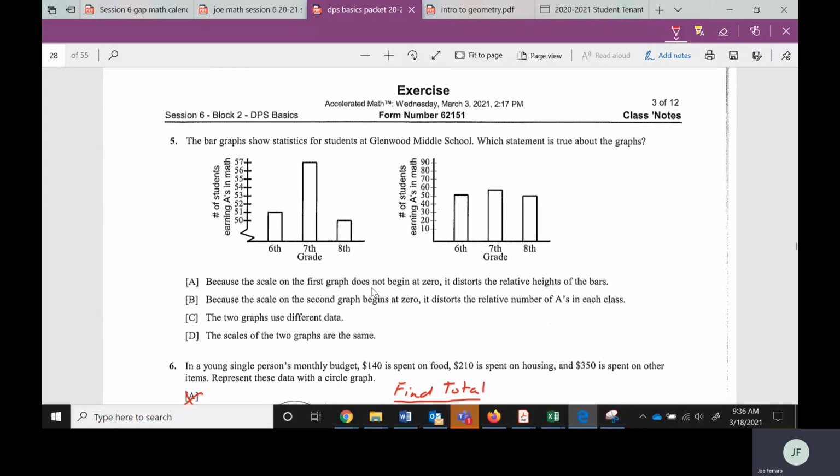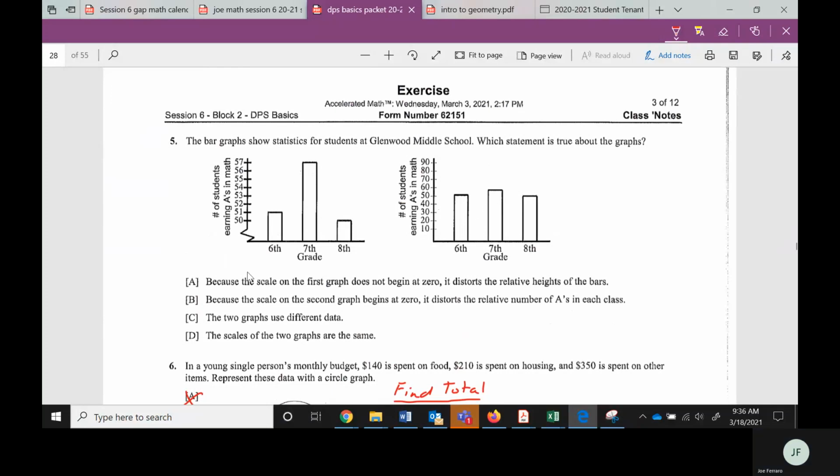Because the scale in the first graph does not begin at 0, it distorts the relative heights of the bars, meaning it looks like 7th grade is over twice as much as 6th grade. But this is 51, that's 57, that's nowhere near twice as much. If you look over here, it tells the story a little more clearly. They're actually pretty close.